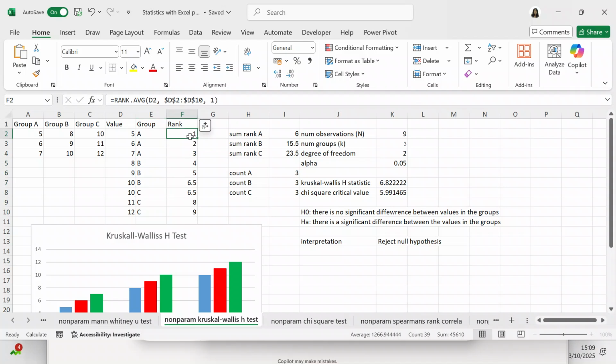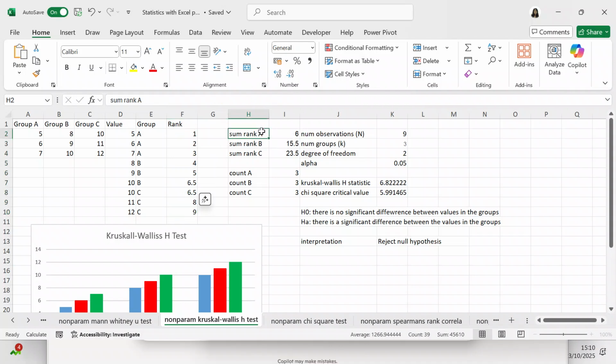So it's going to be RANK.AVG, brackets, D2, comma, D2 to D10, and then 1. And so we rank all of the values.